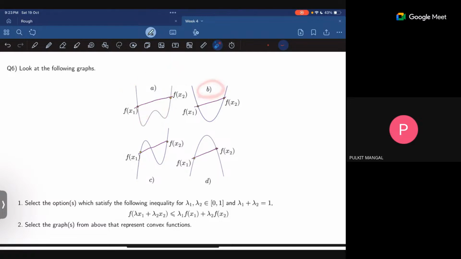For B, this is the straight line, and the curve is always below it, so it also satisfies. For C, sometimes it is above the straight line, and sometimes it is below the straight line. And for D it is always above, so it is wrong. So only A and B are correct. Okay, sir. Thank you. What about the second part, which represents the convex function?